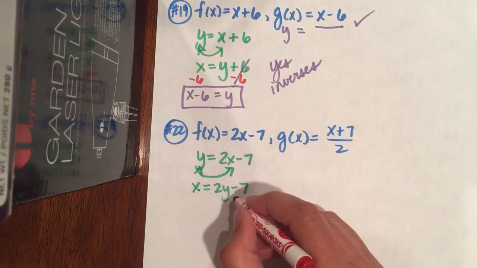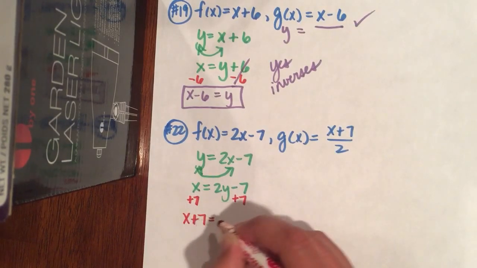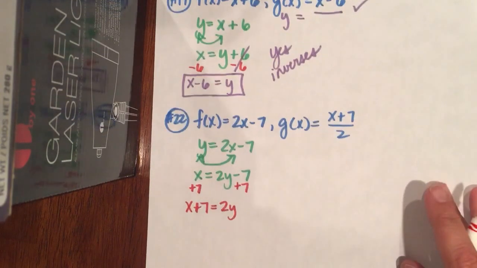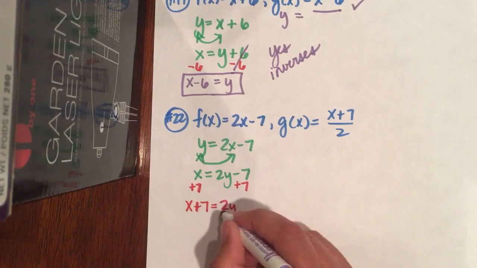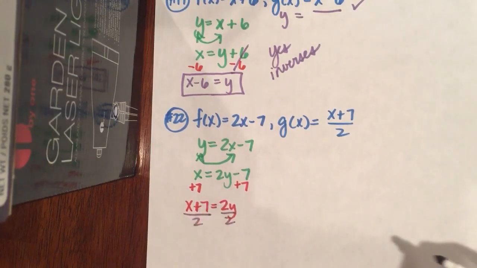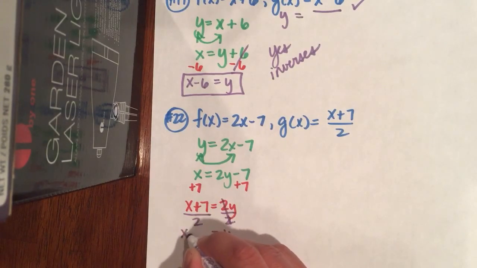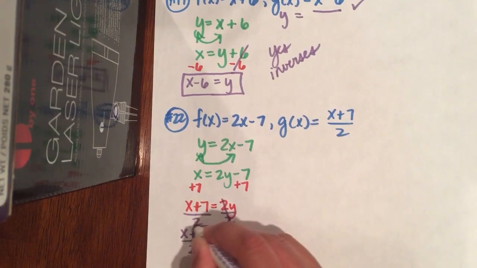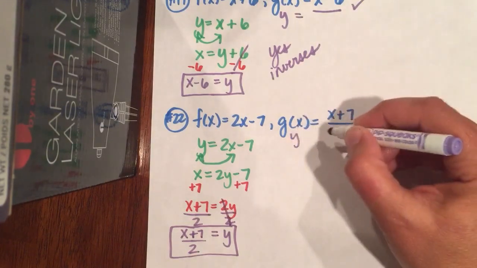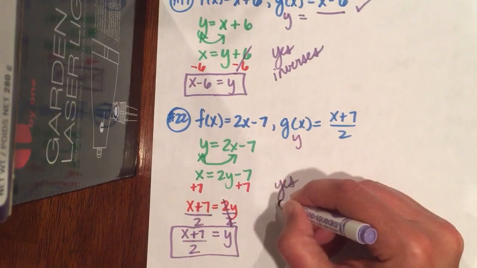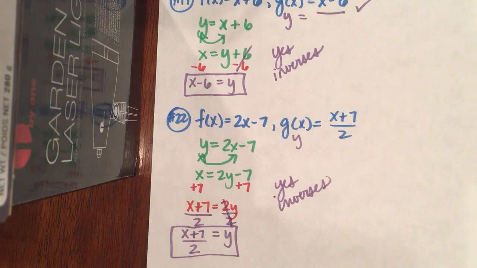So let's solve it for y. I'm going to add 7 to both sides. That gives me x plus 7 equals 2y. And then my last step is to get a 1 in front of that y, so I'm going to divide both sides, and remember the whole thing, by 2. So that leaves me with y equals x plus 7 divided by 2. Does that match this? Yes, it does. So that means, again, yes, they are inverses. And this is what you're going to be doing to verify that they actually are inverses of each other.